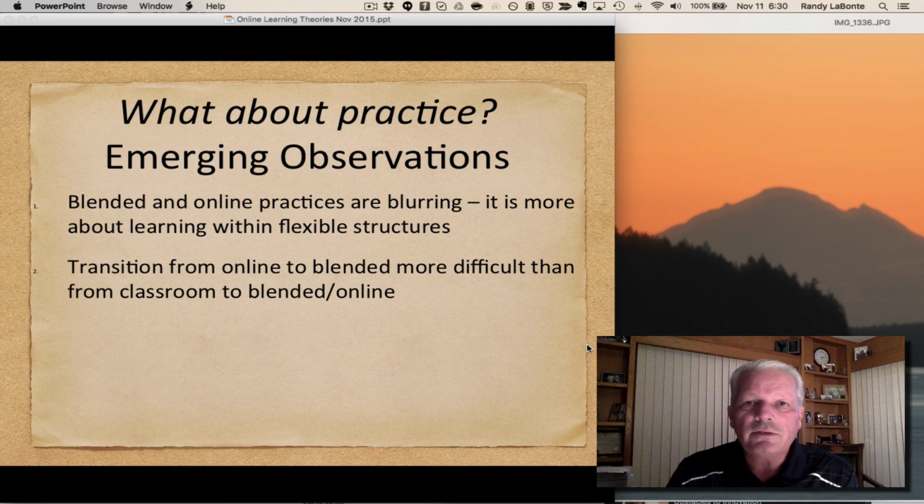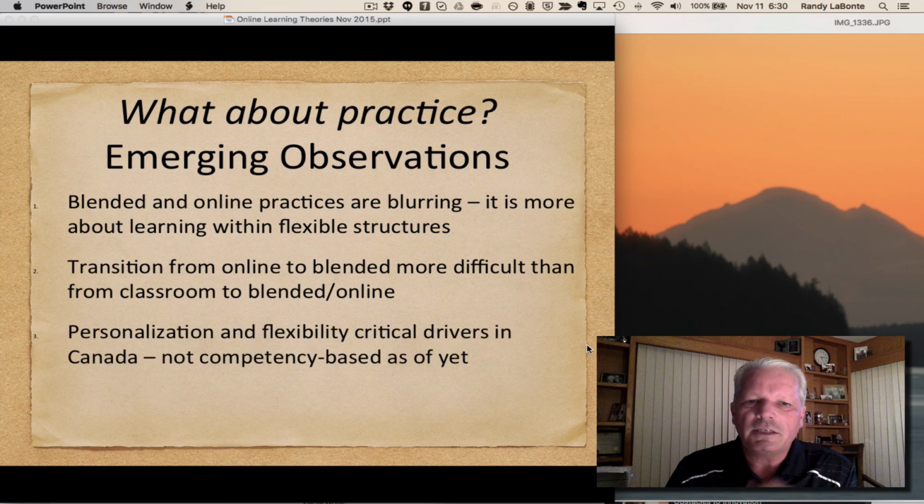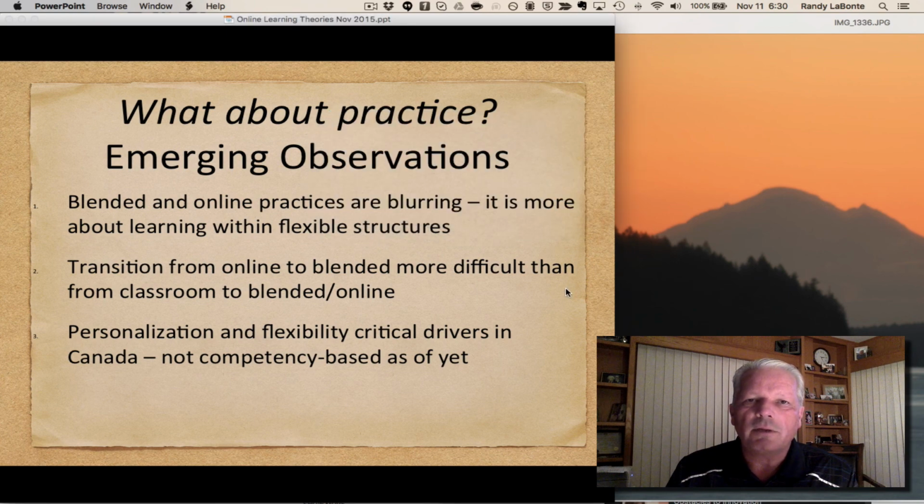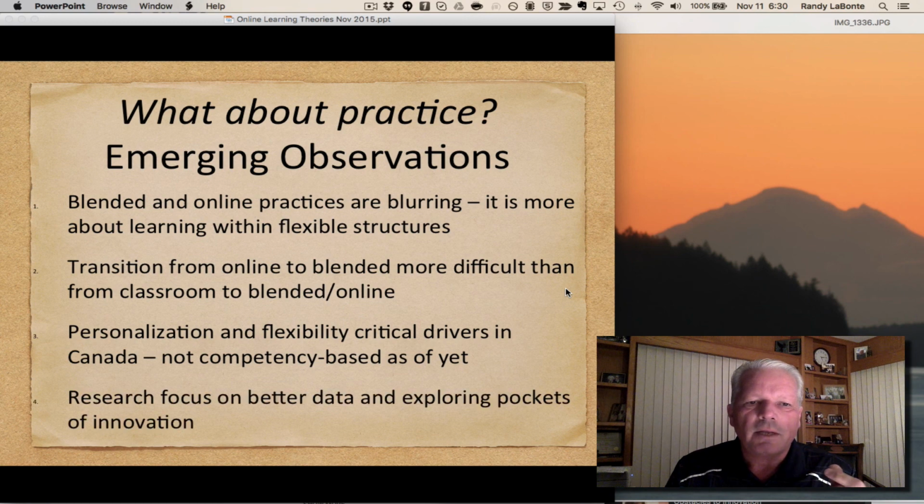But as a classroom teacher, can I create some virtual online? Oh, yes, much easier. But the drivers are personalization and flexibility, and certainly they're mantras that are capturing a lot of ministries of education. In the US, it's competency-based. We're not quite there yet in Canada with the same drivers, but I think competency-based is also very important. Not yet, but it's coming.